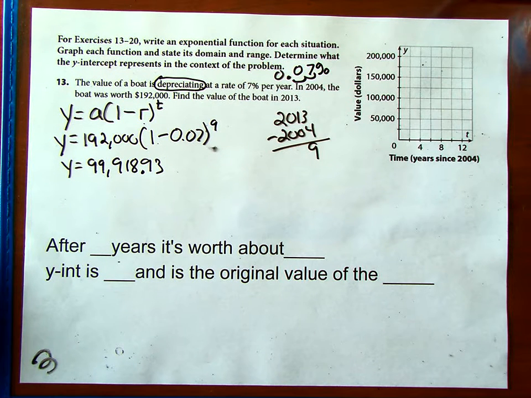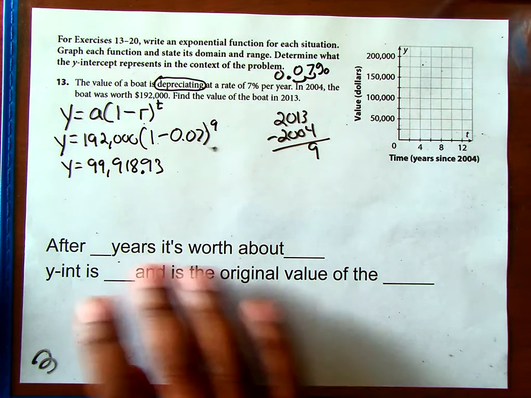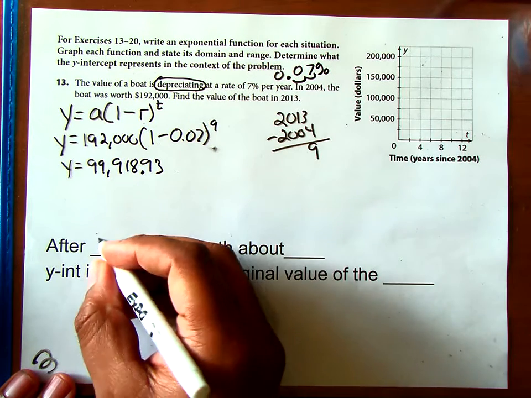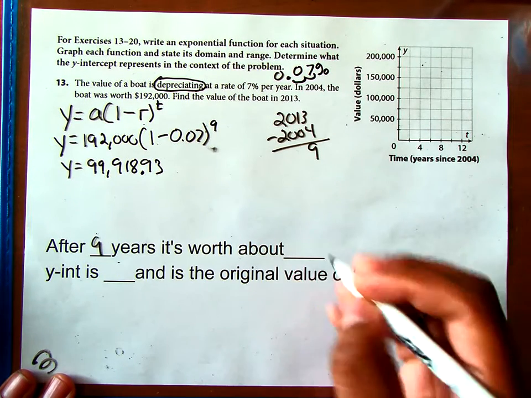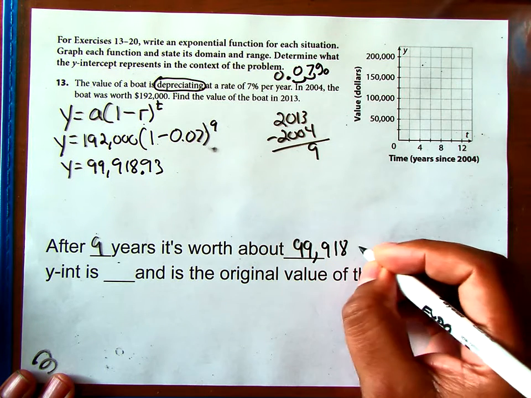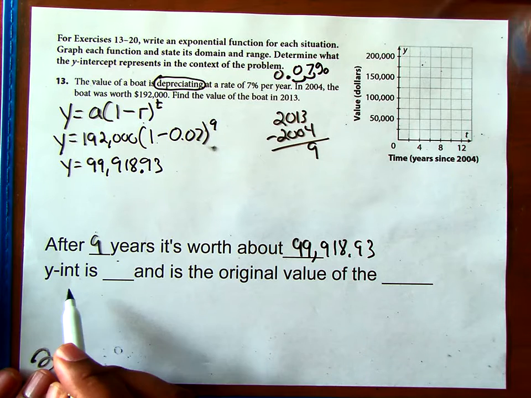All right, so now that we have that, I want to answer this question at the bottom. After how many years is the boat worth, what's it depreciated to, or what's it now gained in the case of growth? So after 9 years, the boat is worth about $99,918.93. Now it asks about the y-intercept.